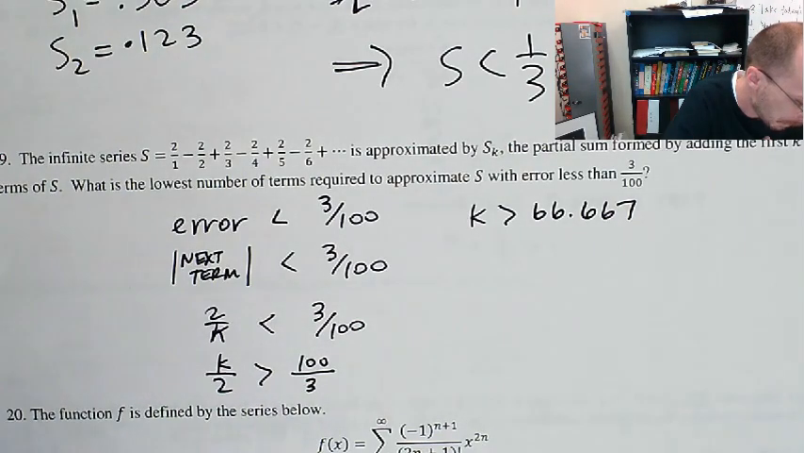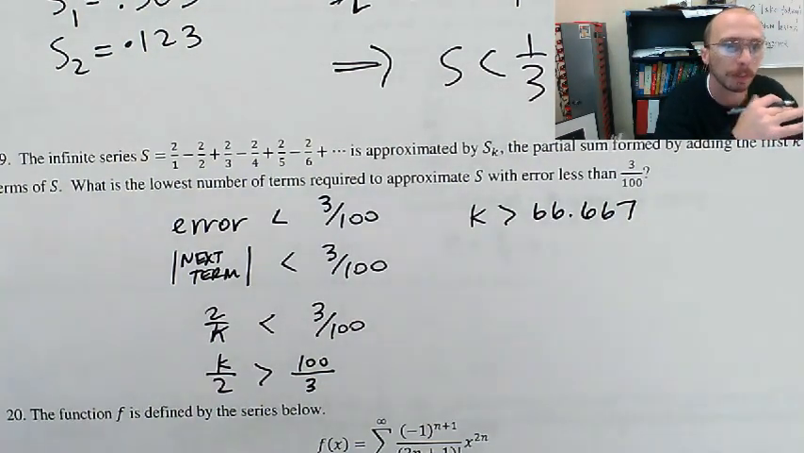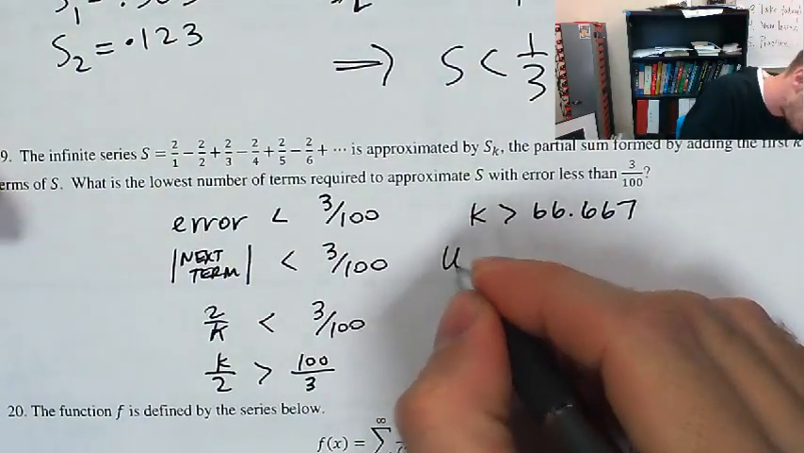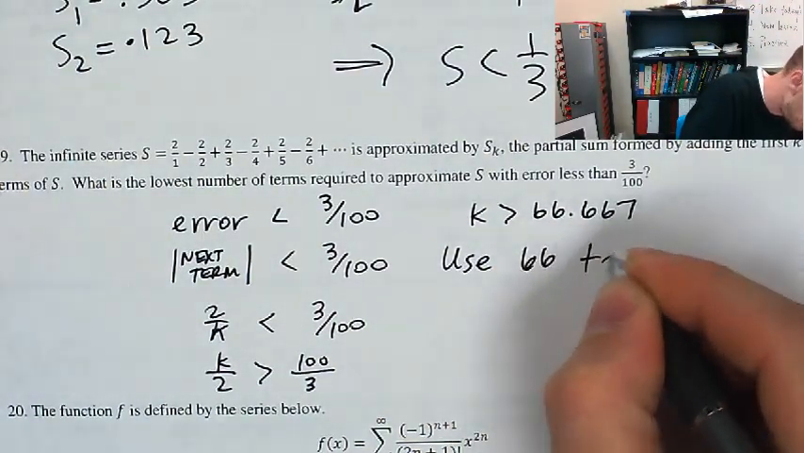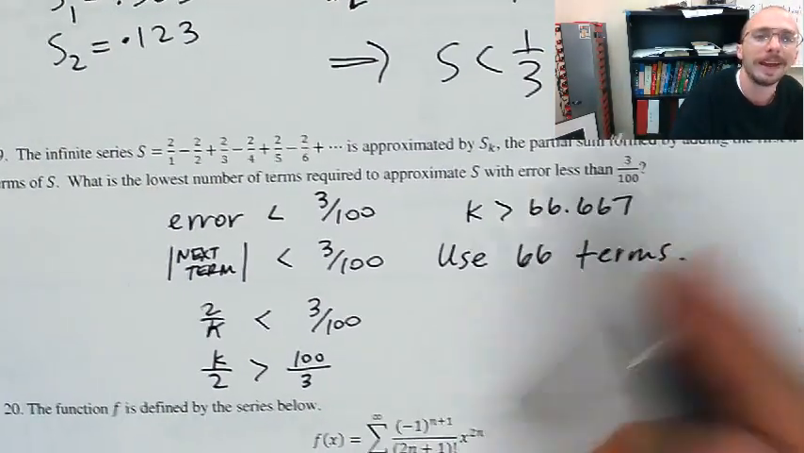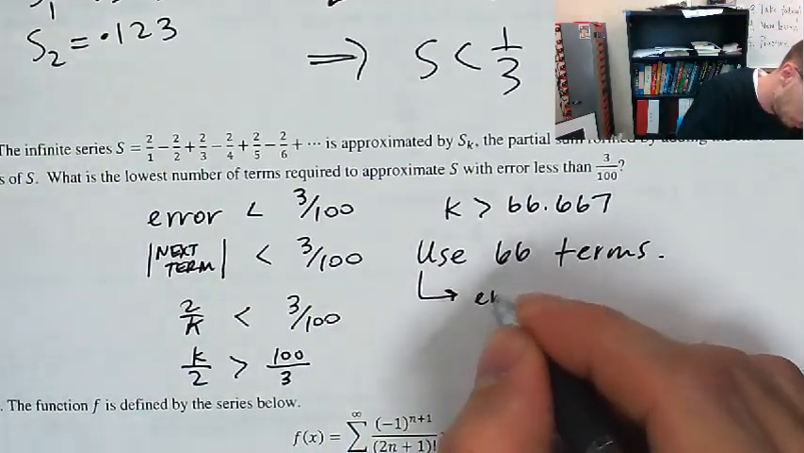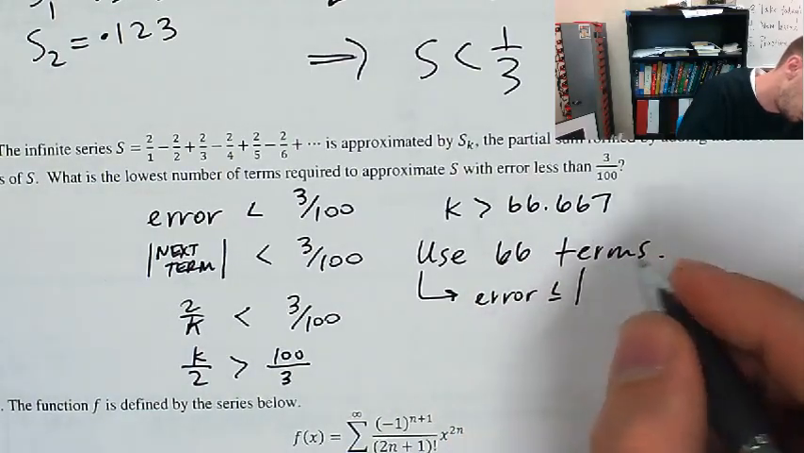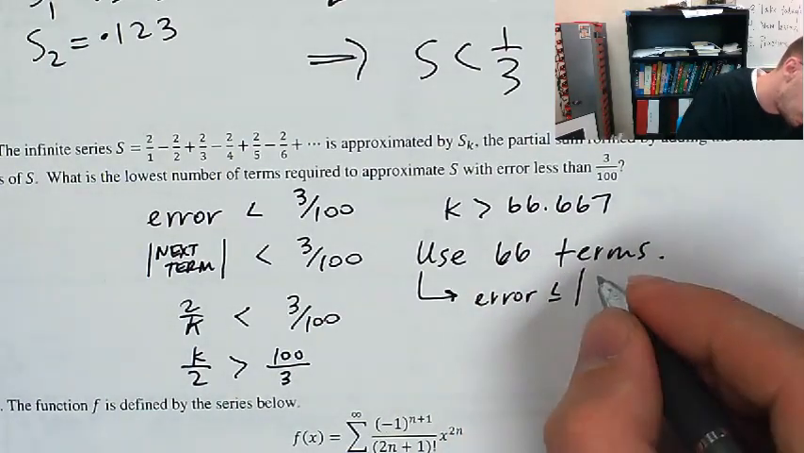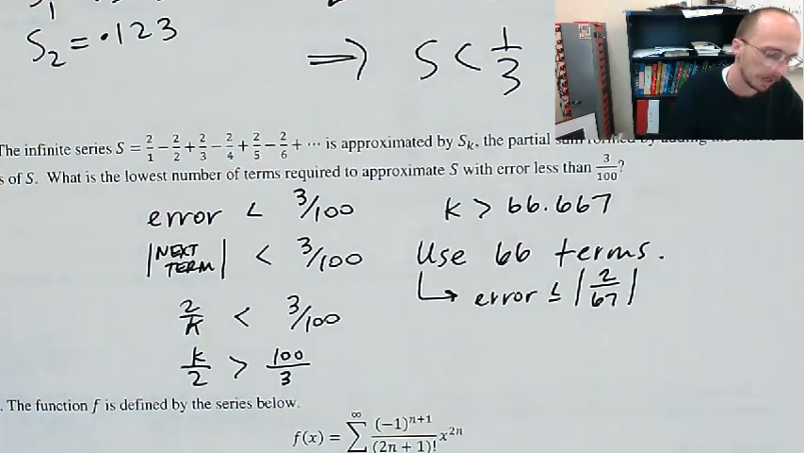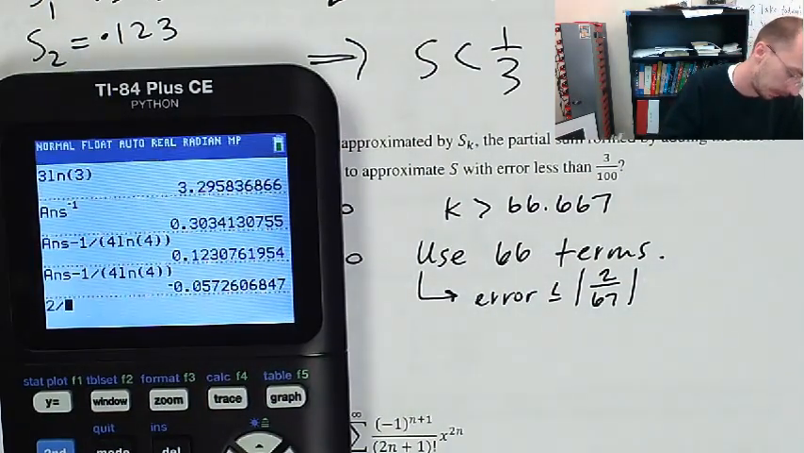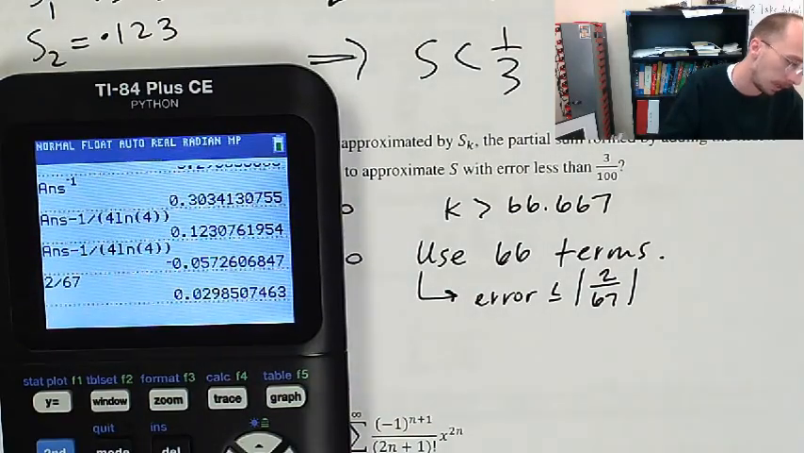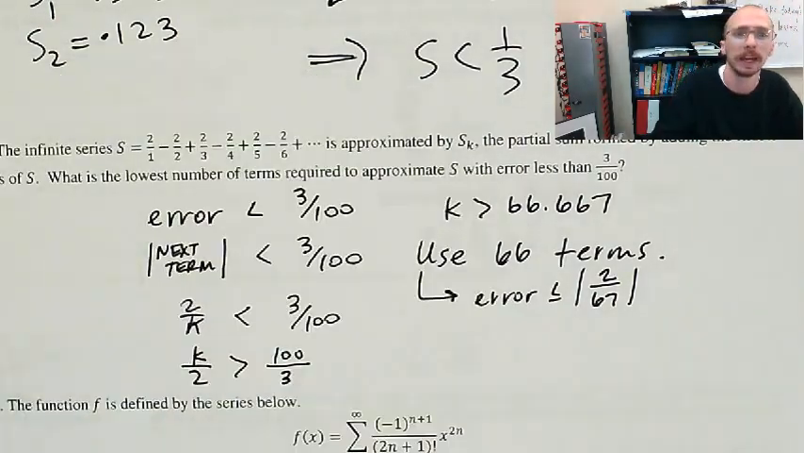And so if k is bigger than that, then, it's tough when it comes back not a whole number. I'm just thinking about it. Okay, so suppose we use 66 terms. The error in that approximation would be less than or equal to the absolute value of term 67, right? And that is 2 divided by 67, which is 0.029. Yeah, that's less than 3 over 100. So that's going to be the answer.